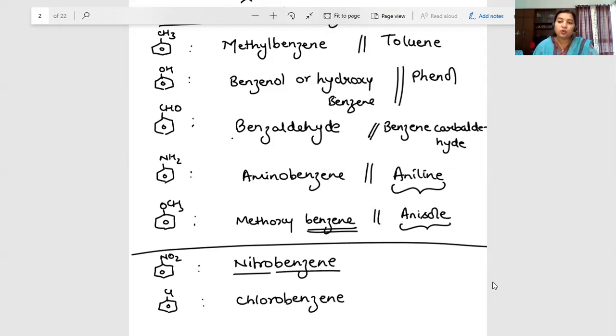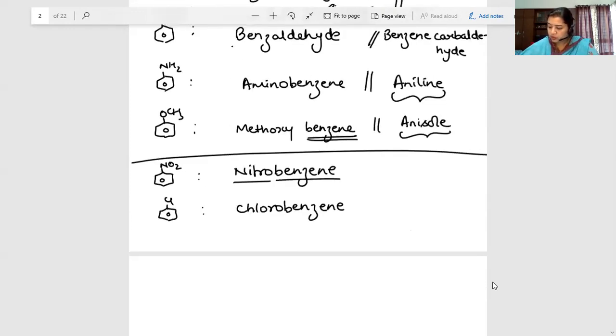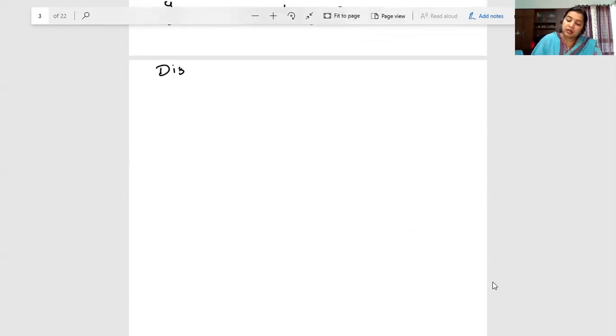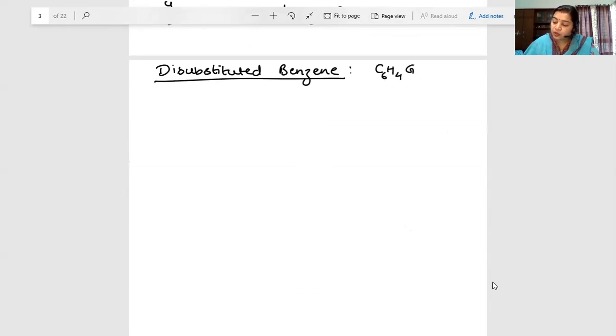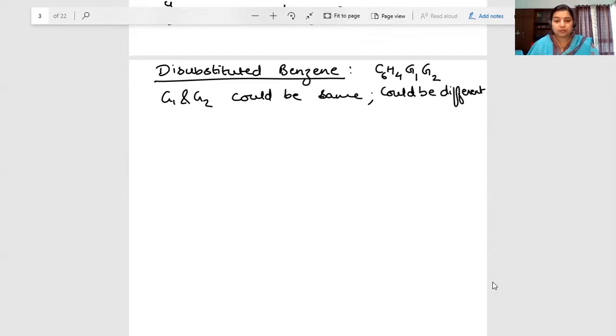And when it is chlorobenzene, there is no particular change in the name, as I have said previously. No new word has been coined. It is normal nomenclature. Correct? So let us now move to di-substituted benzene. Di-substituted benzene means that the formula will now be C6H4 group 1, group 2, where the two groups could be the same or could be different. That doesn't have any impact.